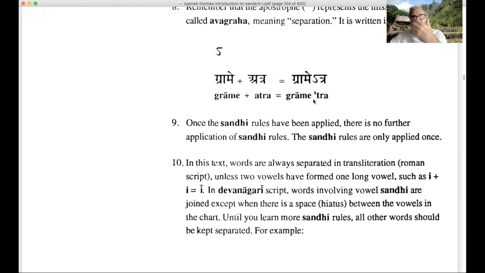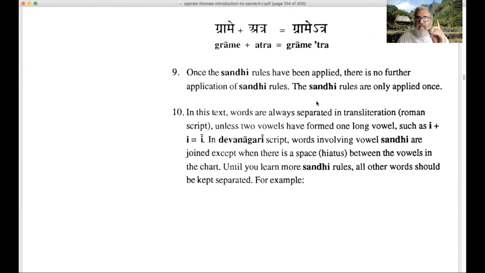So you can't apply one sandhi rule and then, once it's applied, apply other sandhi rules to the thing which has come out of the first sandhi rule, the finished product. You can't then say apply sandhi to it again. That wouldn't be right. Okay, so just apply sandhi rules one time.